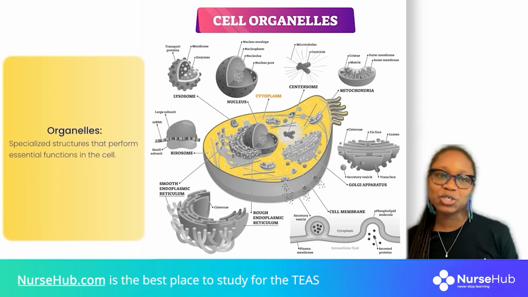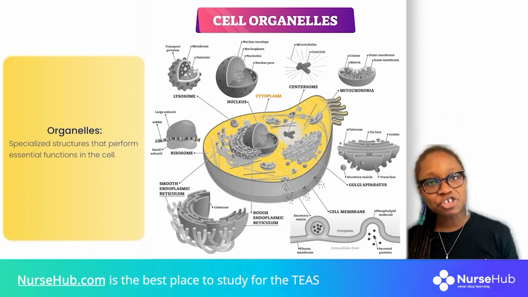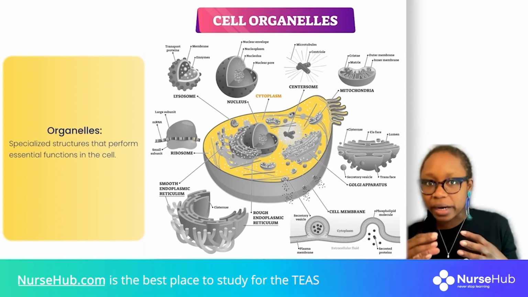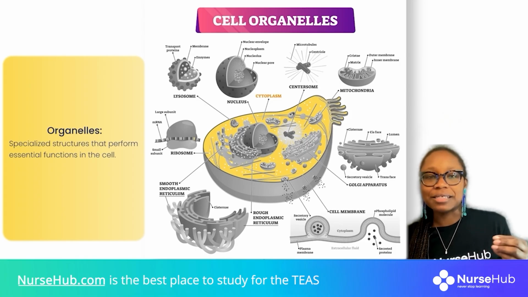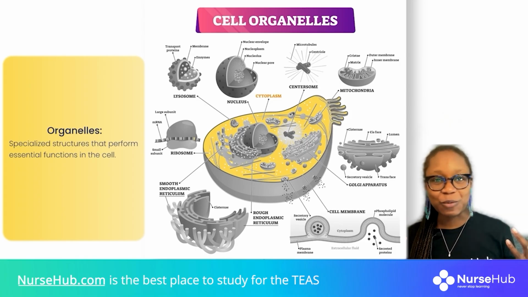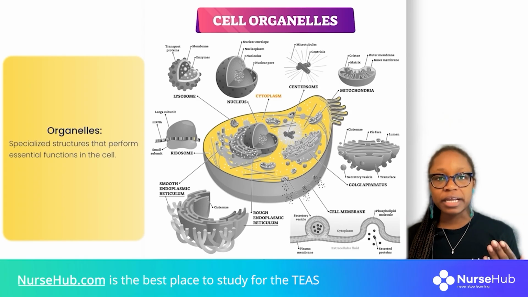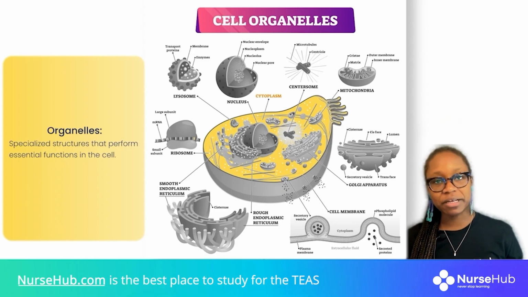Organelles are specialized structures that perform essential functions on behalf of the cell. Think of them as the cell's organs, right? These are organelles. They work within the cell to make it work. There are several organelles that you're going to need to know in order to be successful on the biology section of the TEAS 7 exam.